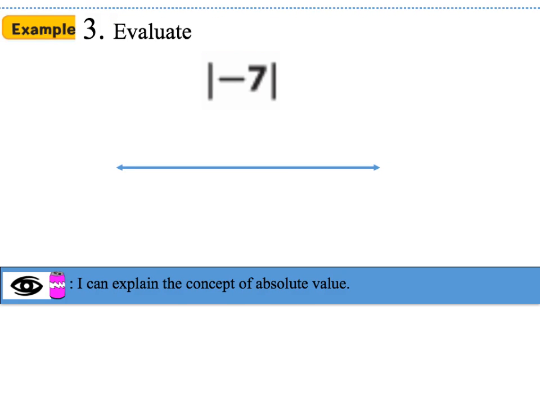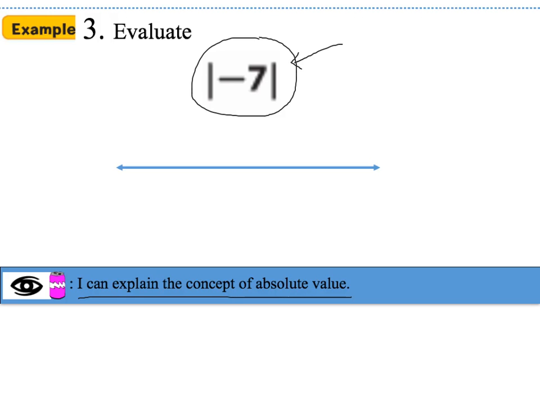So example 3, our I can statement changes. If you read it down here, it says I can explain the concept of absolute value. And it says to evaluate the absolute value of negative 7. Now remember, absolute value is the distance away a number is from 0, and it's shown using these little brackets.